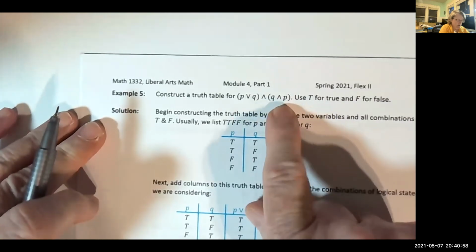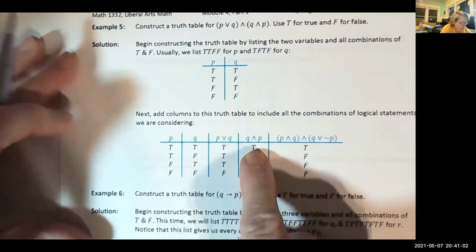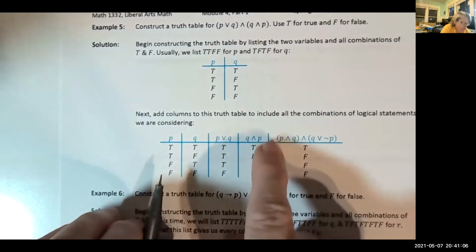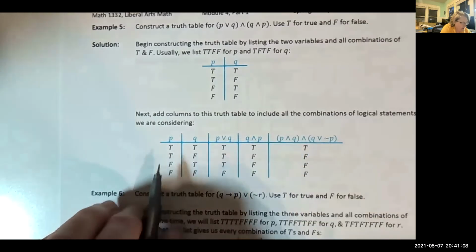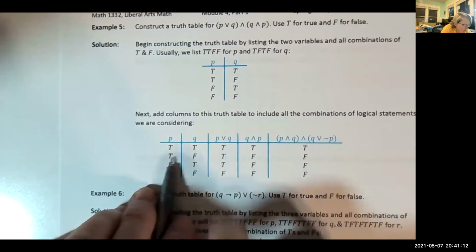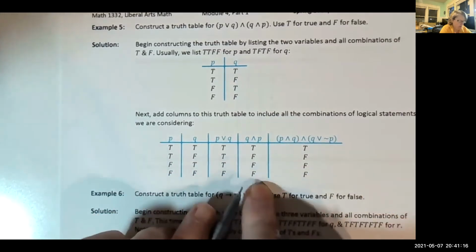The other thing we needed was Q and P. So Q and P, that's only going to be true if both of Q and P are true. So we have true, true is going to be true. And all of the other combinations, there's at least one false. And so every other combination is false.